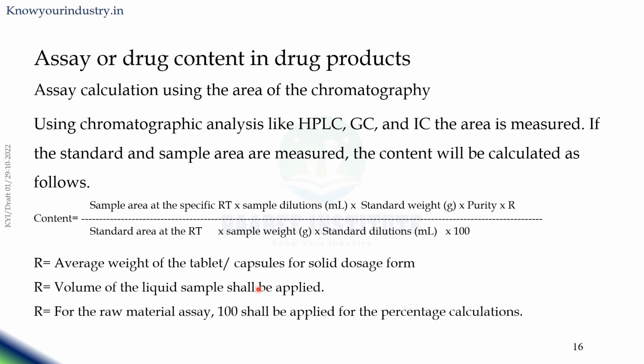So 100 is used generally for the percentage calculations, and the rest of the values you can obtain from the chromatogram as well as the preparation. When you do the standard preparation and sample preparation, these dilutions will come into the picture, and the sample weight of how much you weighed for the standard preparation and for the sample preparation, that will be applied here. So this is how you do the assay of drug content using the chromatographic method.